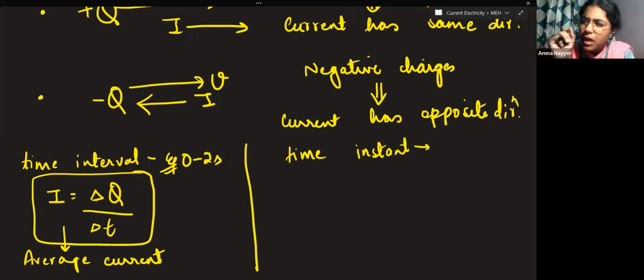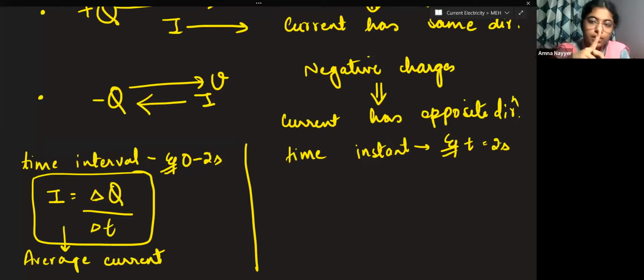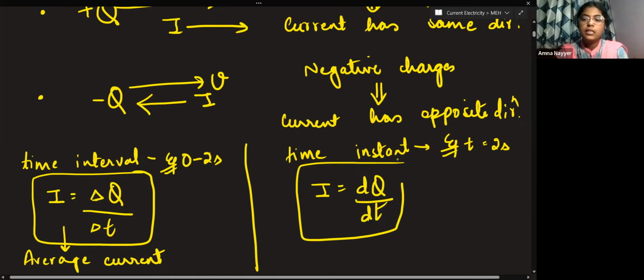So time instant means at a very, very specific time. For example, T at 2 seconds, time is equal to 2 seconds. That becomes the time instant. So this is the difference between time interval and time instant. Now in case of time instant, we differentiate it, dq over dt. We differentiate charge with respect to time, and the kind of current that we obtain is known as instantaneous current.